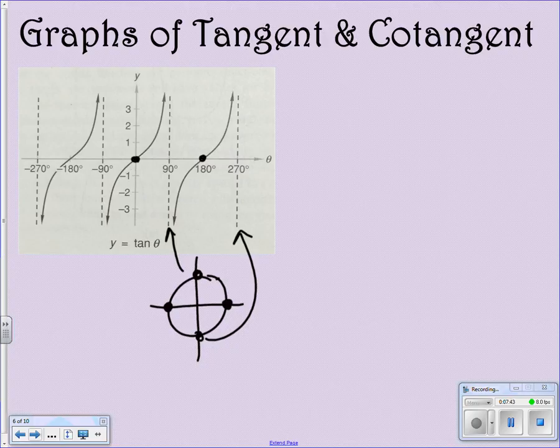So what I want you to do is to take a minute and graph that on your paper. And then once you finish, you can unpause the video and I'm going to show you the graph for cotangent.